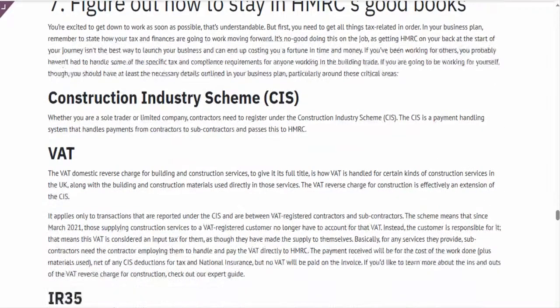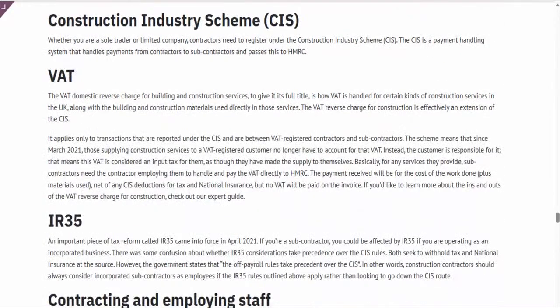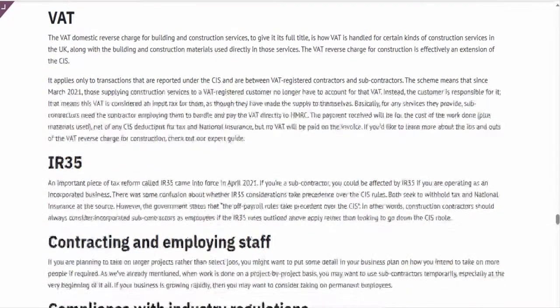Construction Industry Scheme, CIS, whether you are a sole trader or limited company. Contractors need to register under the Construction Industry Scheme, CIS. The CIS is a payment handling system that handles payments from contractors to subcontractors and passes this to HMRC.